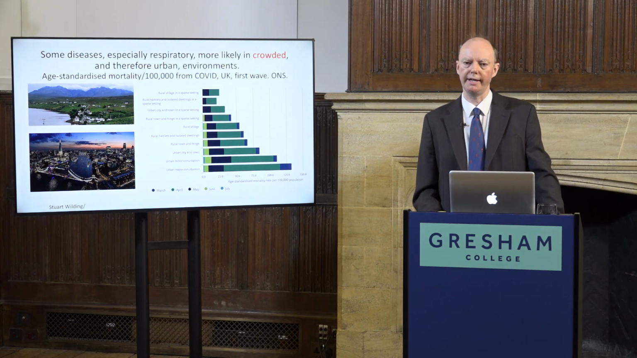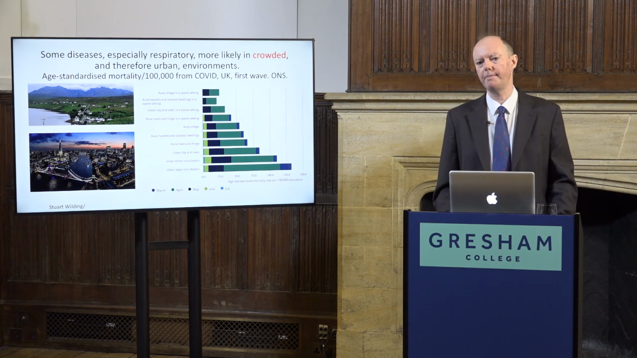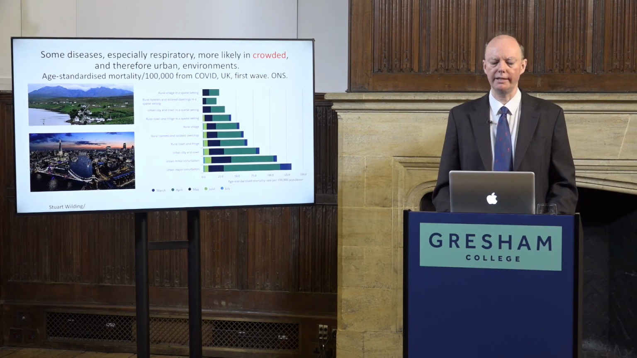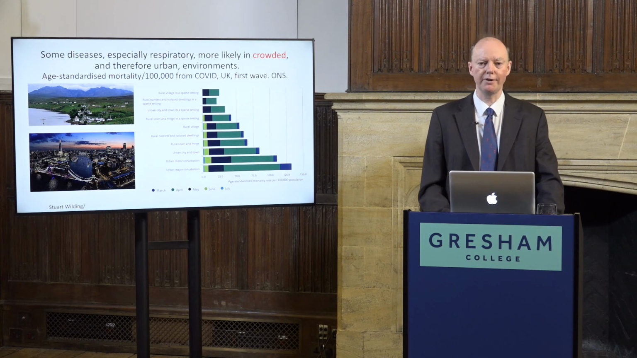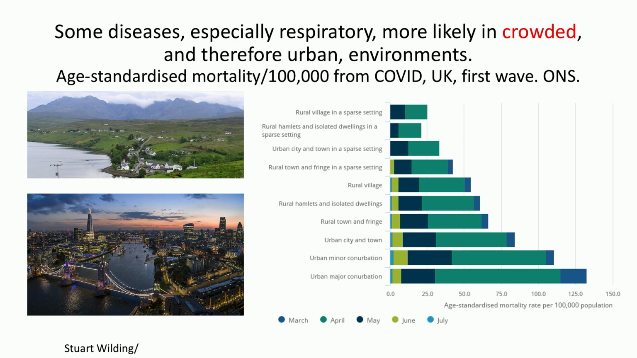Then we move on to respiratory infections, and these tend to be epidemics and infections more likely in crowded and therefore urban environments. So this is an example from now. This is COVID this year, COVID-19. And on the top of this graph, what we have is the rates of age standardized mortality, so this takes account of age, in the most rural areas and sparse settings, all the way through to the bottom, which shows urban major conurbations. The more urban the area, the more we tended to see this disease. And that is primarily because of crowding.